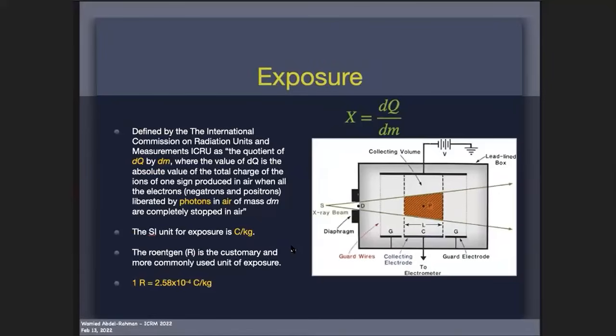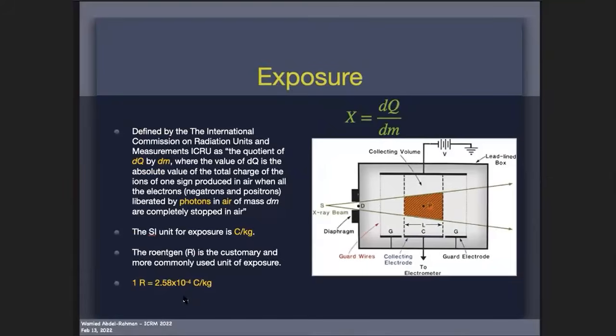Exposure is one of the first quantities used to quantify radiation. It's defined for photons only, and it is defined in air. And the SI unit for exposure is the coulomb per kilogram, but the Roentgen is the customary and more commonly used unit for exposure, where 1 Roentgen equals 2.58 times 10 to the power minus 4 coulombs per kilogram.